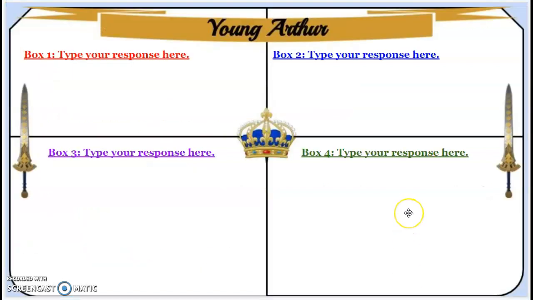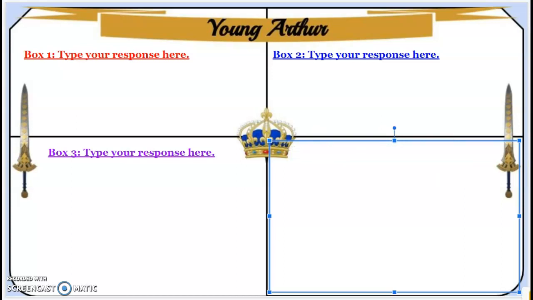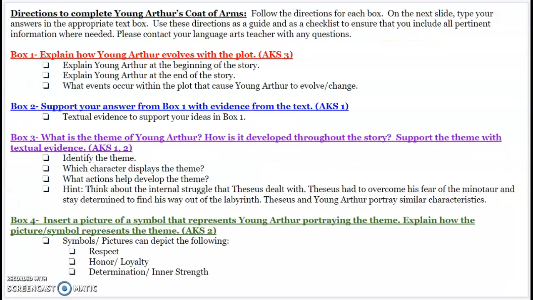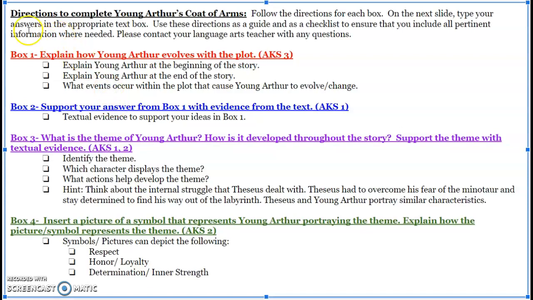So in box 4 on the next slide, on slide 5, you will type your response here, okay? And you can get rid of these right here. You can delete them if you would like, okay? So you can delete it and start typing your response, but you don't have to, okay? So your entire directions and step-by-step process for your coat of arms is slide 4. You have to take information from here and make sure that you include it on your coat of arms, okay?